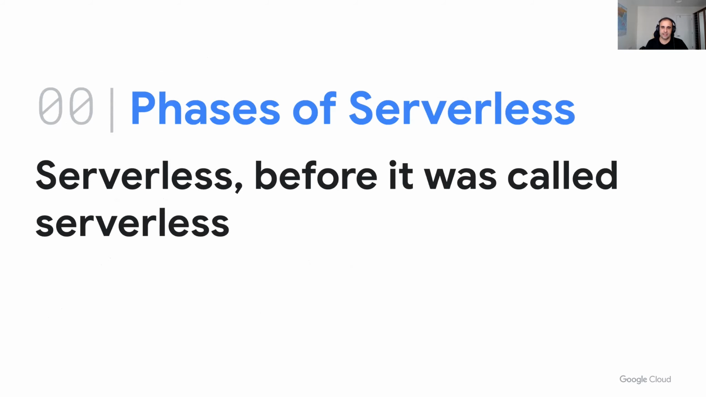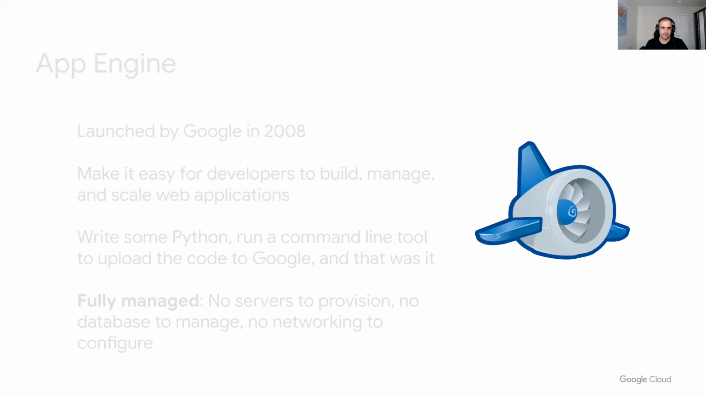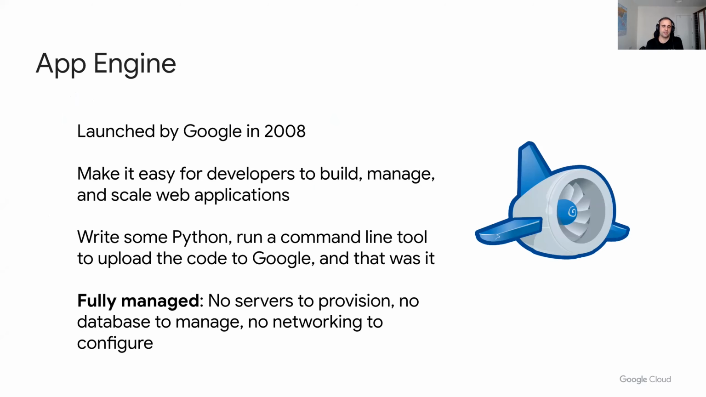Now, the 0th phase, the serverless before it was called serverless. I don't know if anyone recognizes this logo, maybe you do, but this is Google's App Engine. And this was launched back in 2008. So 2008 is more than 12 years ago. So 14 years ago, it's a long time ago. And the goal of App Engine was to make it easy for developers to build, manage, and scale web applications.